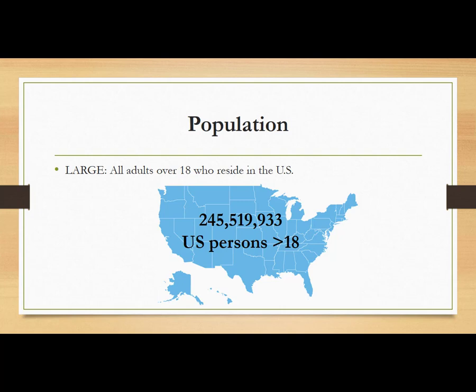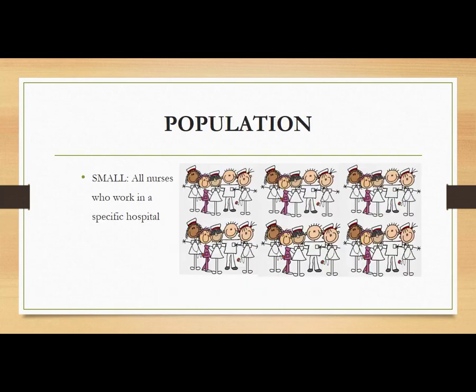Populations, remember, can be large, like all adults over 18 who reside in the U.S. There are approximately 245 million individuals over 18 who currently reside in the U.S., give or take. A population can also be small. It could be all nurses who work in a specific hospital. It could be all MUW students, or all members of a football team. It could be members of a specific football team, or it could be everyone in the U.S. who plays football, so that would be kids all the way through professionals.